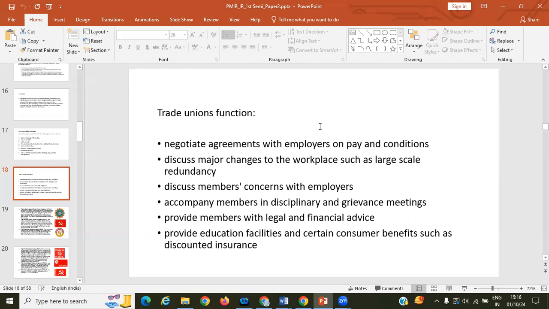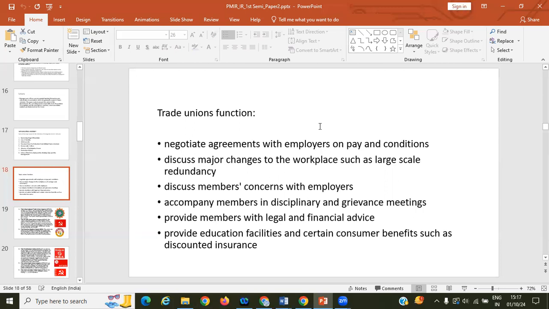Discuss members' concern with employers. If any member has a concern related to their salary, bonus, transportation, health, anything, members can talk to the owner. Discuss members' concern with the employer.